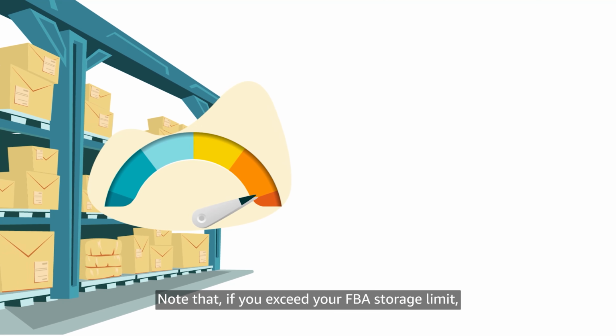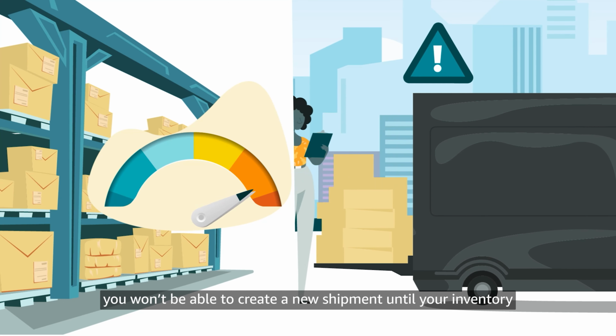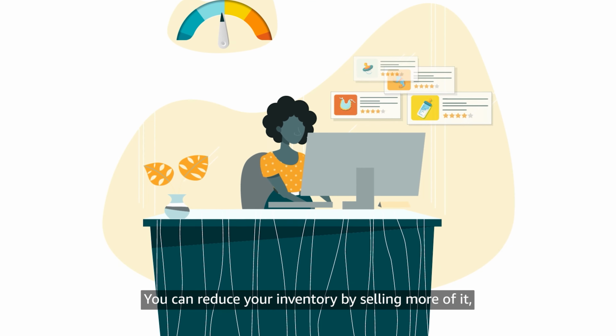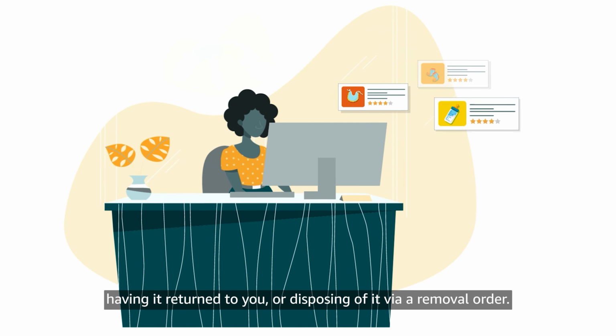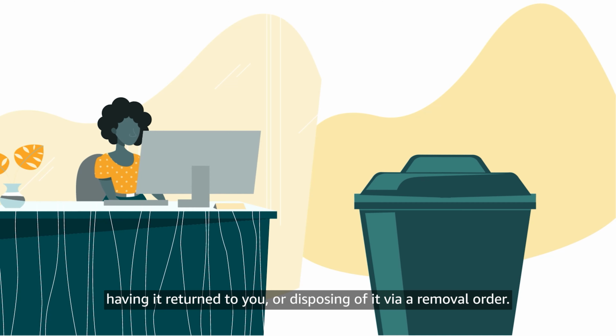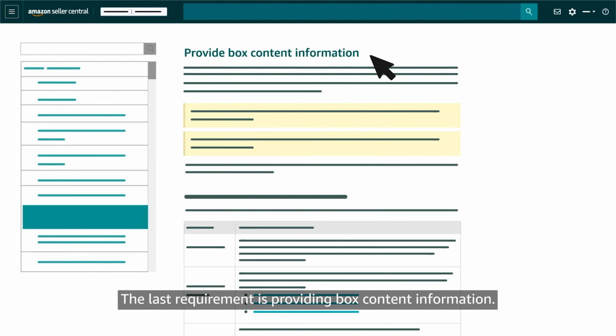Note that if you exceed your FBA storage limit, you won't be able to create a new shipment until your inventory levels drop below your limit for that storage type. You can reduce your inventory by selling more of it, having it returned to you, or disposing of it via a removal order. The last requirement is providing box content information.